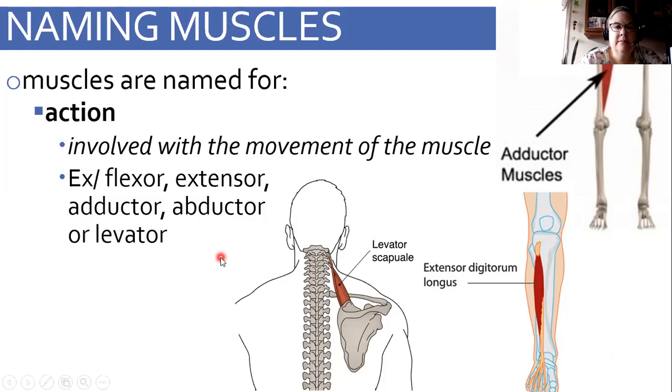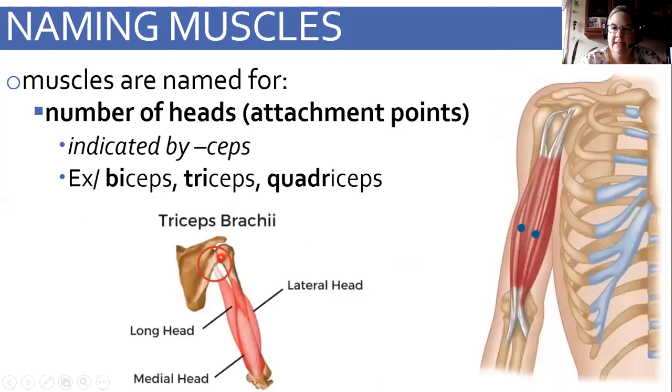Muscles can also be named for how many heads the muscle has on it. Okay, so how many heads or attachment points is used by this suffix ceps. So we have biceps, triceps, quadriceps. So if we look at our biceps, right, we have two heads, one head here and one head here. So biceps, that's where it gets its name from. Triceps, 1, 2, 3 heads. Okay, so biceps or triceps.